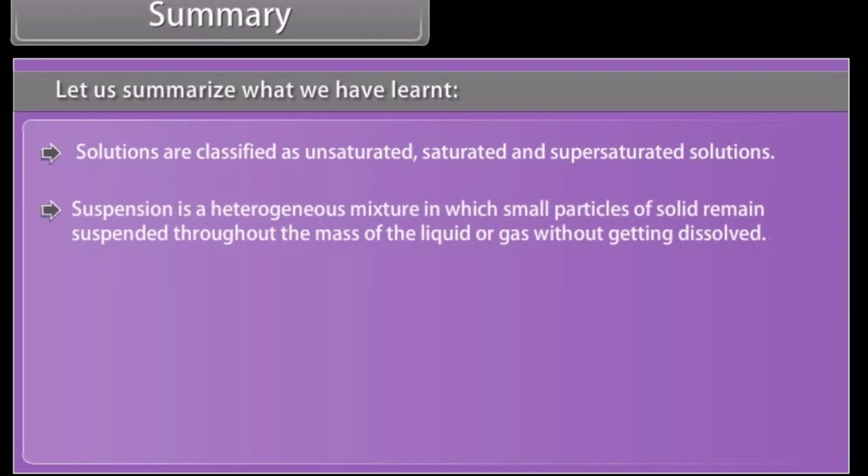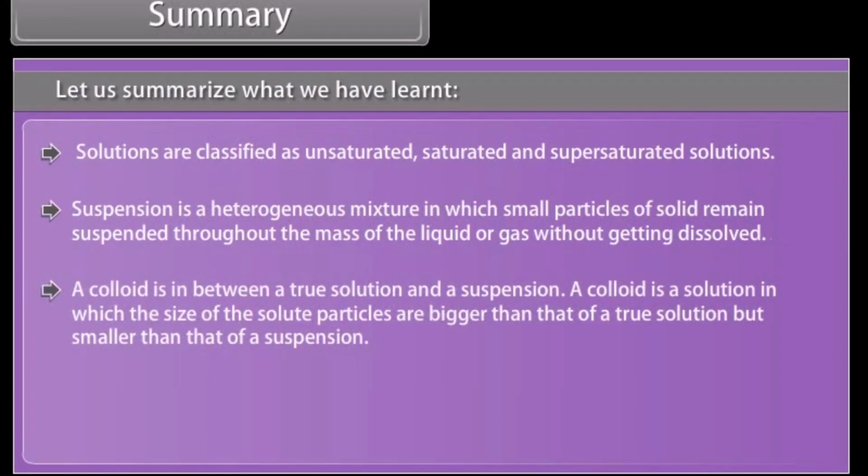Suspension is a heterogeneous mixture in which small particles of solid remain suspended throughout the mass of the liquid or gas without getting dissolved. A colloid is in between a true solution and a suspension. A colloid is a solution in which the size of the solute particles is bigger than that of a true solution but smaller than that of a suspension.